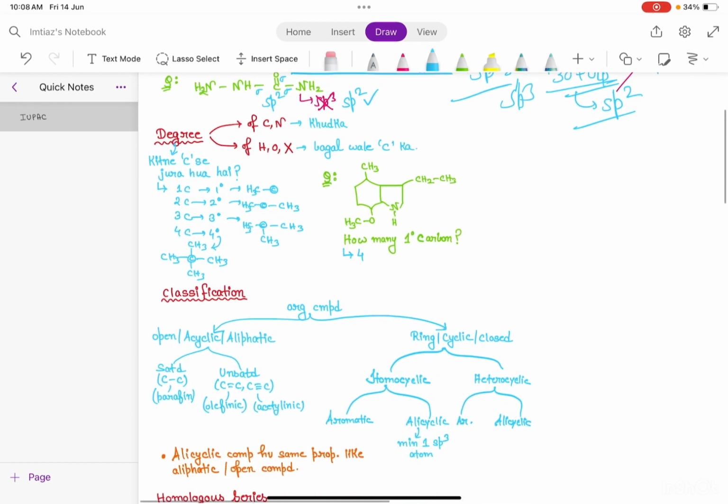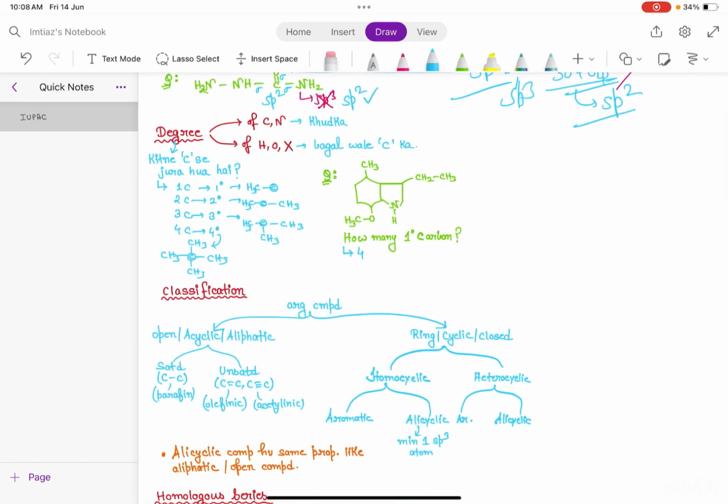Next topic, let us move to the next topic. It is degree. Now degree of carbon and nitrogen, and degree of hydrogen, oxygen and halogen. X means halogen. Carbon and nitrogen have their own degree, while for hydrogen, oxygen and halogen, the degree is that of the adjacent carbon.